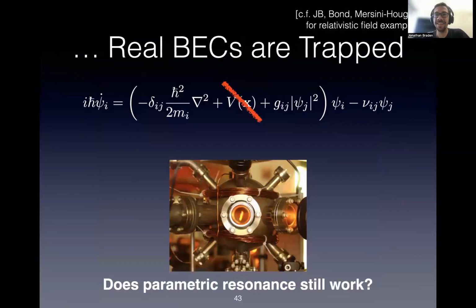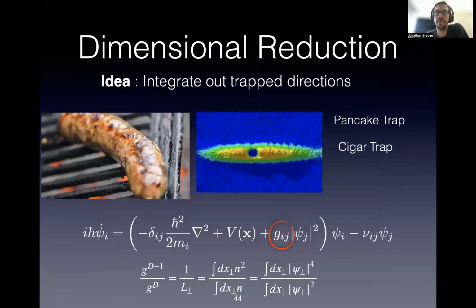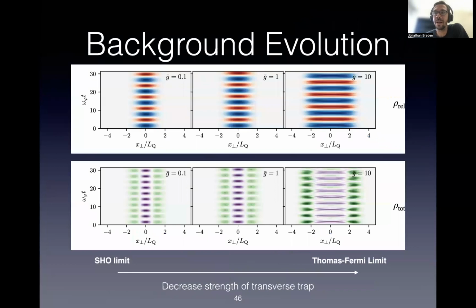Fantastic. Okay. The problem with what I've done here is I assumed everything was spatially homogeneous. And as I said at the very start, in real BECs, we have to trap them in a potential. And that means, from the viewpoint of assuming the background is homogeneous, the background will end up becoming inhomogeneous. And so I will quickly skip over this because I'm running out of time.